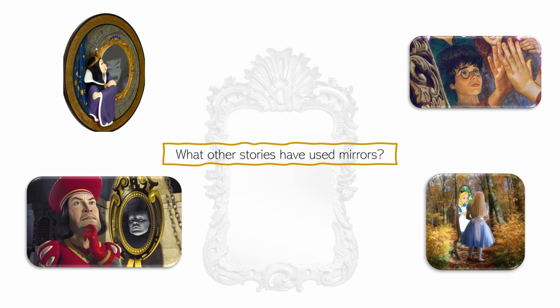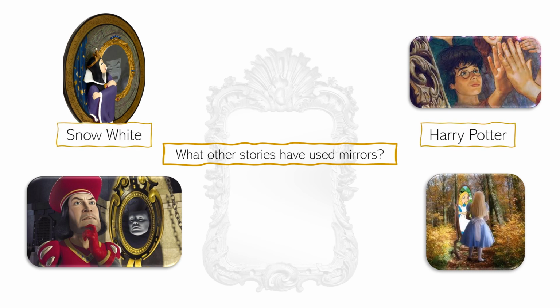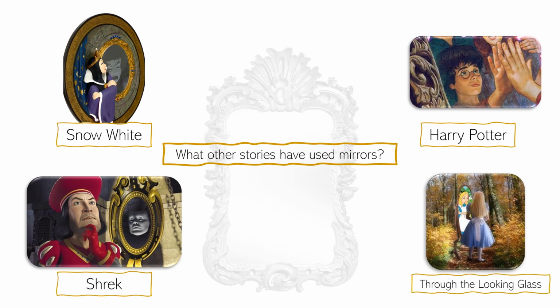Okay, so pause the video. What stories are those? Okay, what did you get? Hopefully you know these ones. We've got Snow White. We've got Harry Potter. We've got Shrek. And we've got Alice Through the Looking Glass. Right, so pause the video because we're going to look at those 4 stories. So add those to yours if you had any different ones.